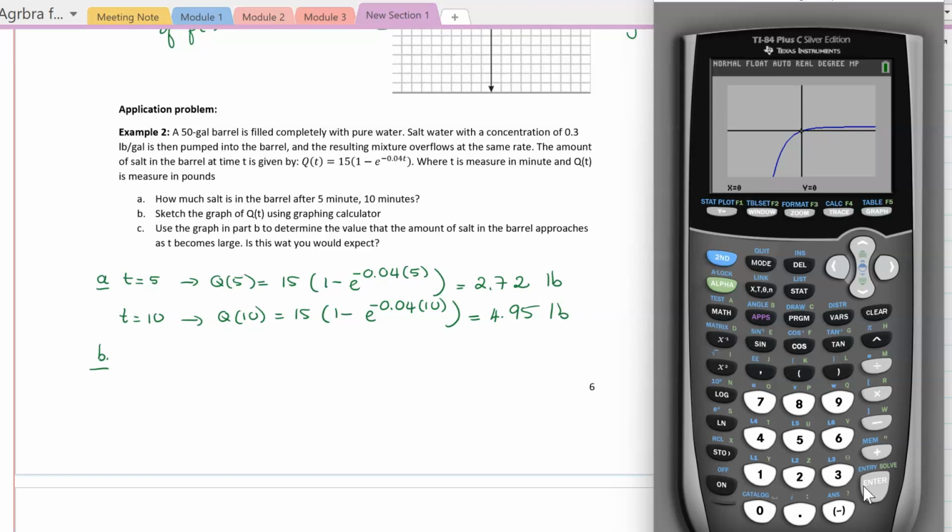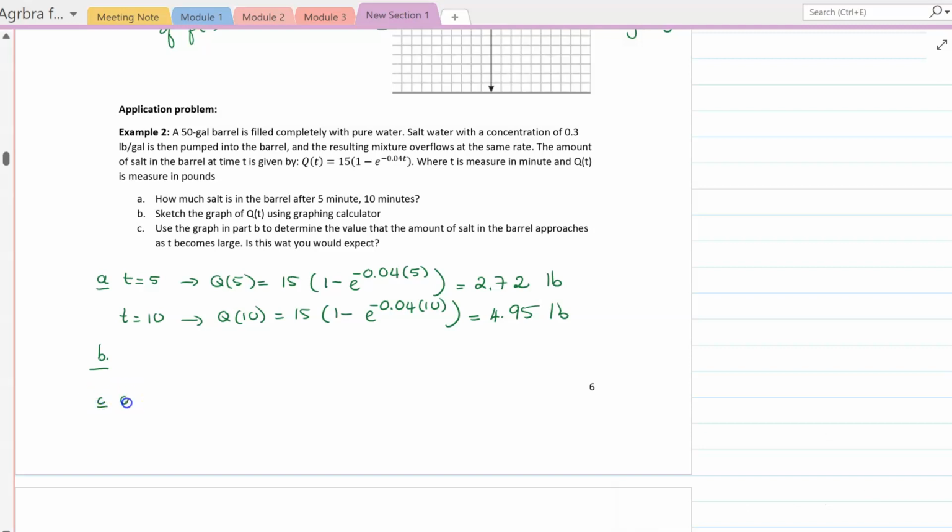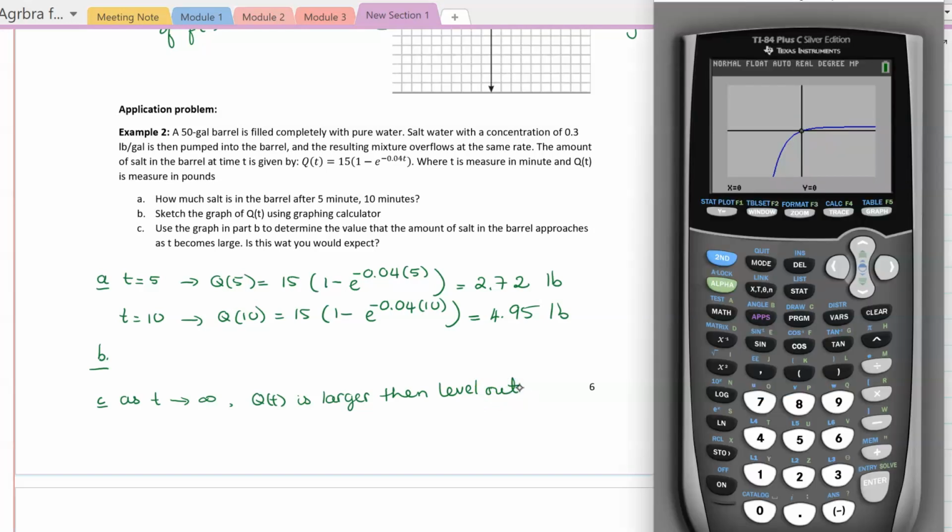So here we can see that as t becomes larger, the amount of salt in the barrel is getting more and more, but it's leveling now. See, as t is getting larger, Q of t is getting larger and then leveling now. Okay, and where does it level out?